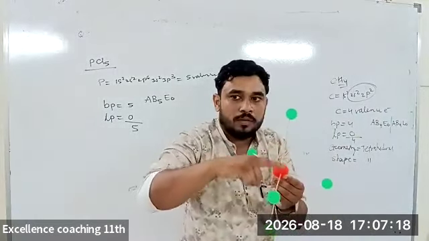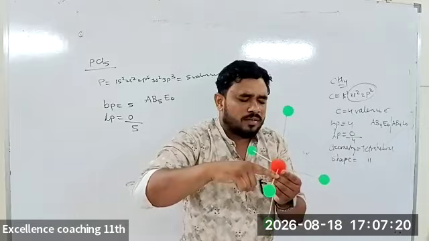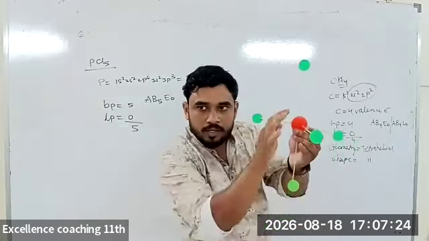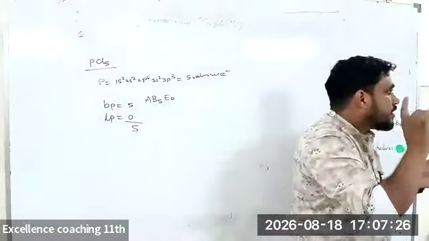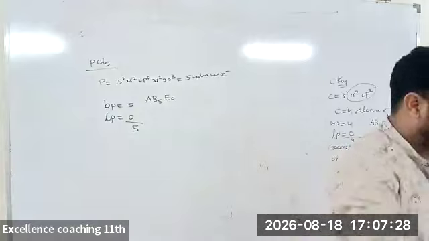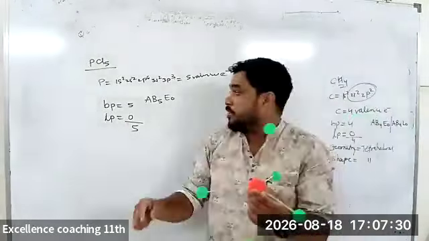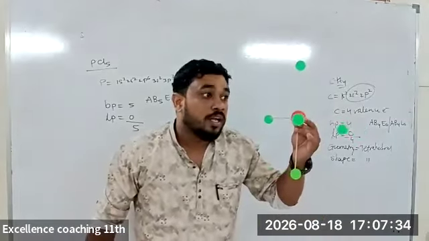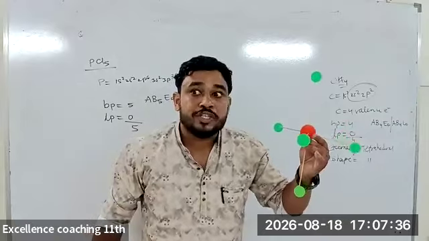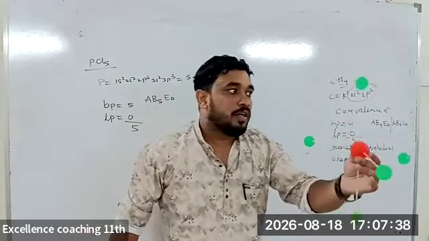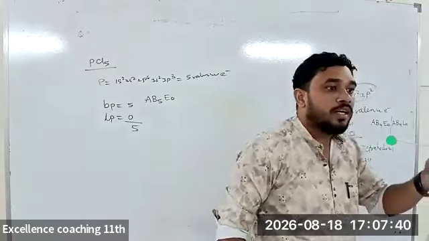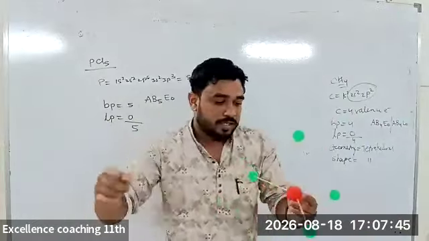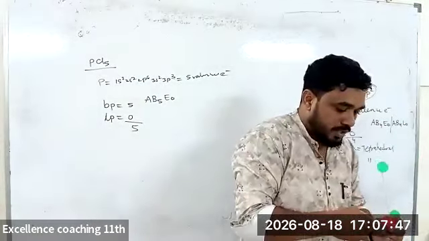What is this angle? 90. What is this angle? What is this geometry called? Trigonal bipyramid. So whenever my count is 5, the geometry is trigonal bipyramid. What is my shape here? Again the same thing, trigonal bipyramid, but there are no lone pairs. Yes. The next one.